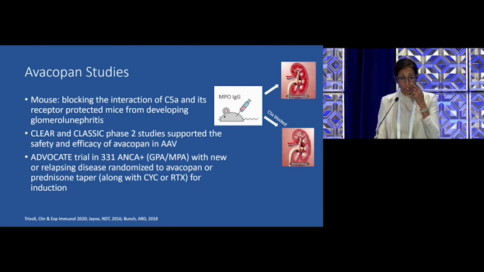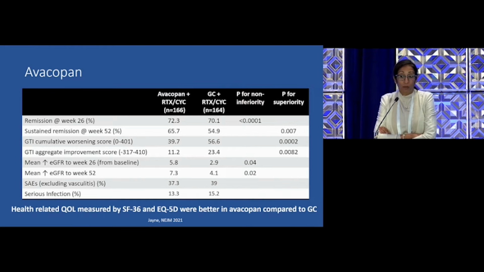The final trial that led to approval of this drug was the ADVOCATE trial, done in over 300 ANCA-positive patients with new or relapsing disease. Basically, you'd get your regular induction with rituximab or Cytoxan. One group got this medication, and the other group got prednisone. So they were trying to see, can we use a drug that can replace prednisone? What they found was, in terms of remission at week 26, so at 6 months, Avacopan was non-inferior to glucocorticoids, and at 1 year, it was actually superior in terms of maintaining remission.